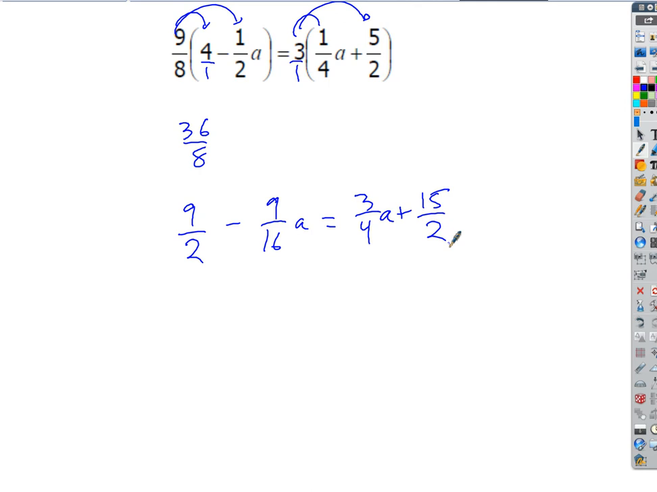So based on this problem, if I want to clear all those fractions, what am I going to multiply by? 16, right? 16 is the least common multiple of all the denominators. So this time we could multiply through by 16. And now we can do that little trick, can't we? So let's see, I want to go.